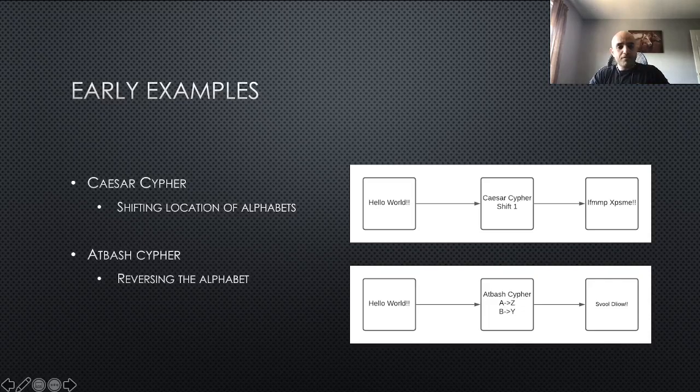The other type of cryptography is called Atbash cipher. Atbash cipher is another simple one that takes the entire alphabet and reverses it. So A becomes a Z, B becomes Y, and so on and so forth. So if you feed hello world to this, it's going to give you this value, and if you feed this value back to a reverse Atbash, it will give you hello world.